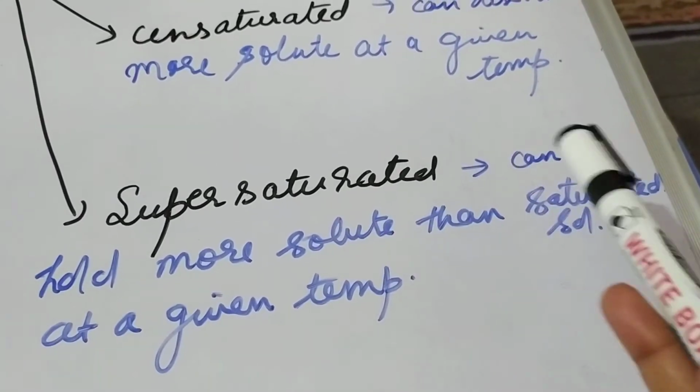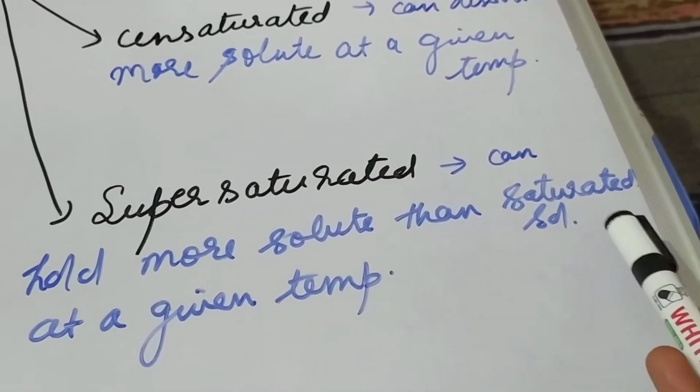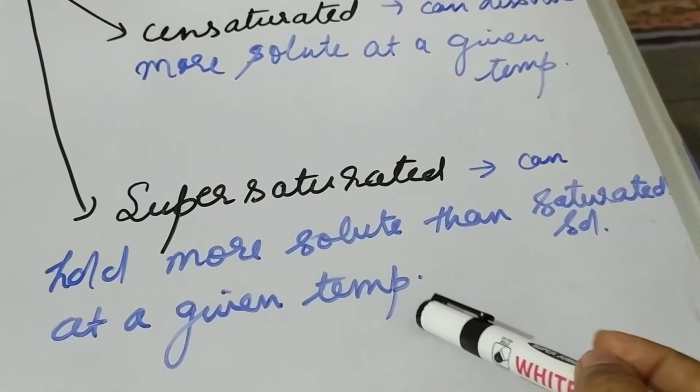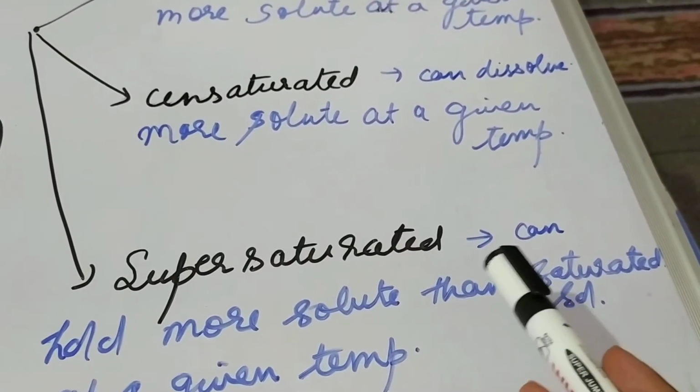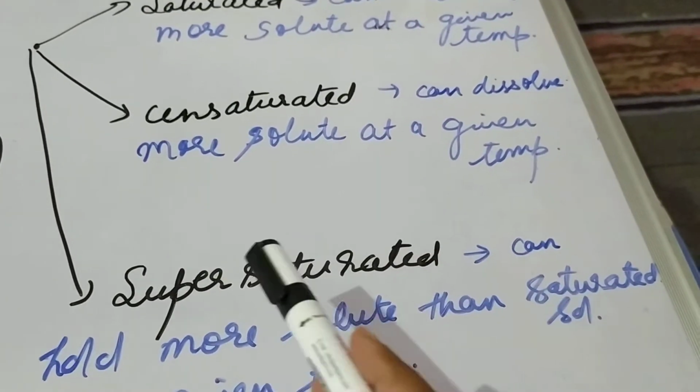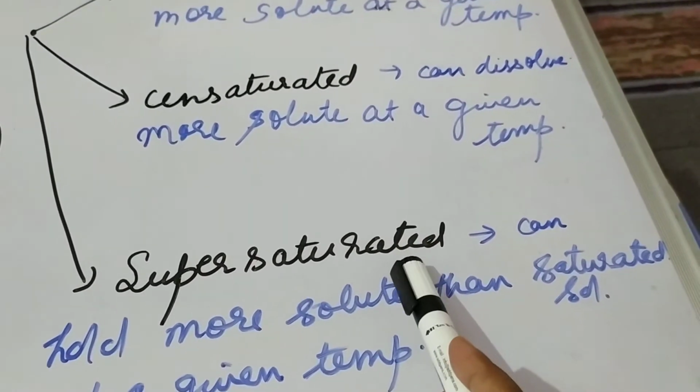Supersaturated solution is a solution which can hold more solute than a saturated solution at a given temperature. It means if you are able to dissolve more sugar in a saturated solution, that is called a supersaturated solution.